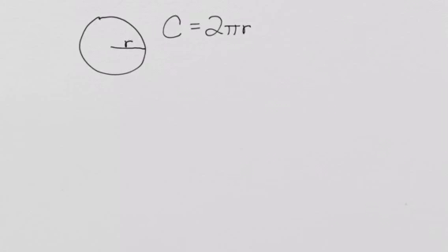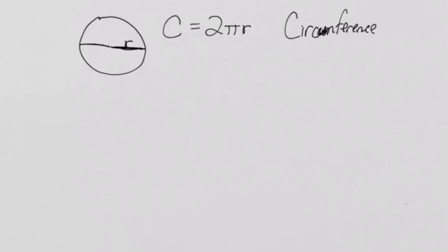Here's another one. C equals 2 pi r. That is the circumference of a circle. So what does that mean? That means the distance around. Well, you're looking at it and you see 2 pi r. And r is halfway across. I wonder why they use 2 pi r.